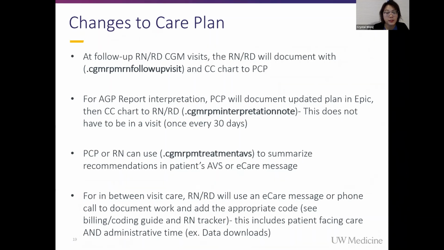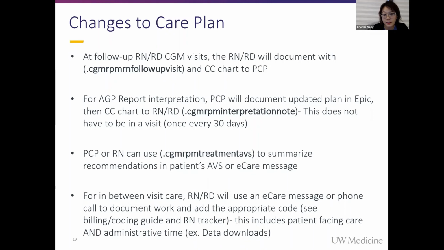The CGM RPM interpretation note, that's what you're going to be using to bill out your interpretation. You can bill that every 30 days. And then there's a treatment AVS that might be helpful if you want to give the patient subsequent instructions, some text to summarize any changes to the medication plan based on their AGP report. And then you'll just do the back and forth between RN, RD that you're used to with care management or BHIP or whatever, same workflow.